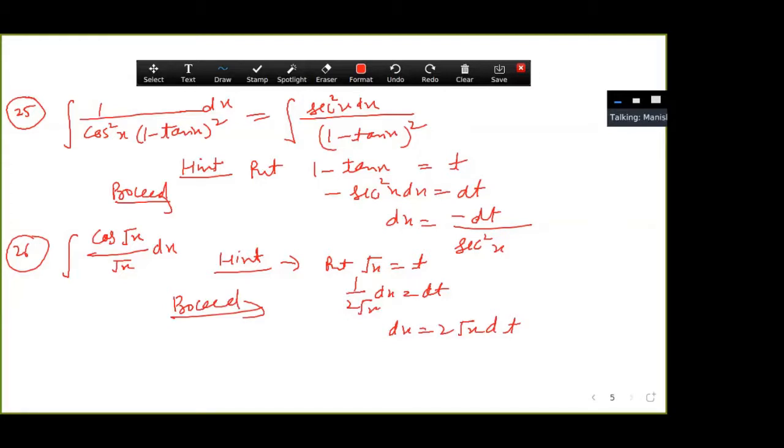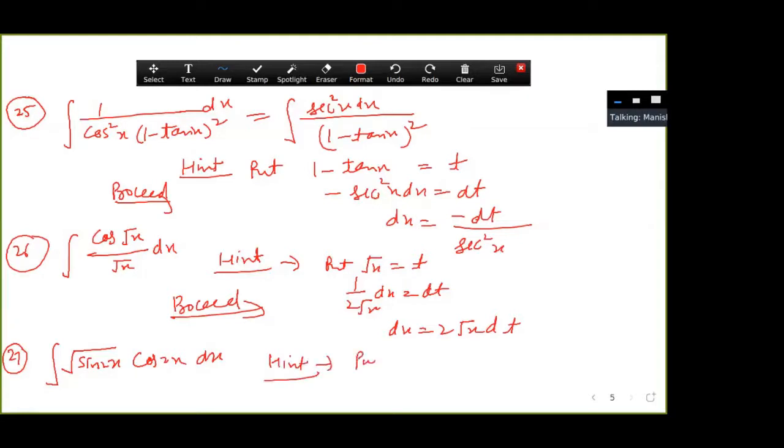Proceed the question. Now question number 27. Integrate the question under the root sine 2x cos 2x dx. Here in this question, let's write down the hint.